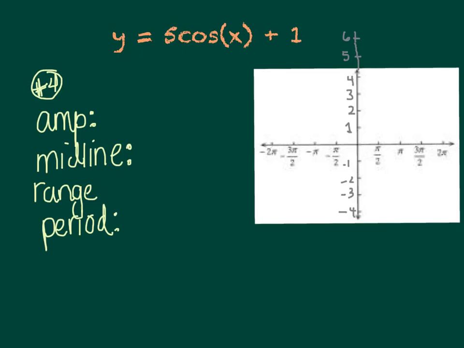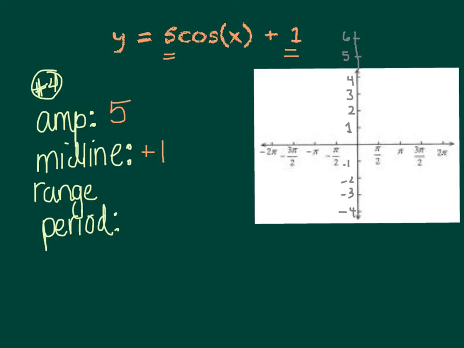I'm going to go through one more example, this time with cosine. This is actually number 4 in your packet if you would like to flip and copy along with me. I'll start by identifying the amplitude. Well, that's 5. The midline is +1. I'm going to skip the range for right now because that's easier to see from the graph.